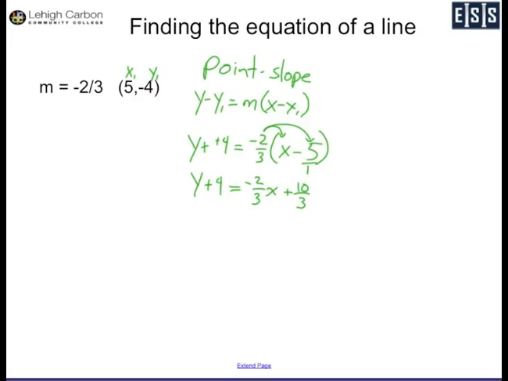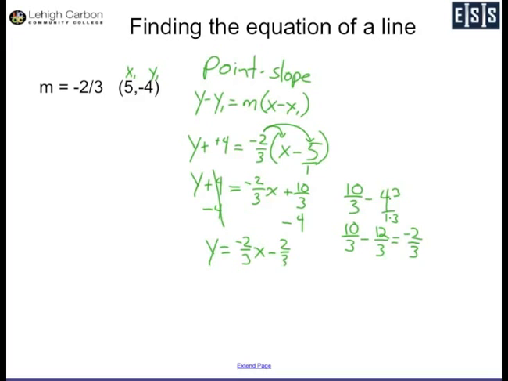This isn't into slope-intercept form yet. Y is not all by itself. We need to subtract 4 from both sides. 10/3 minus 4. Don't really know how to do that. I need to make my second one a fraction. So 10/3 minus, this is really 4 over 1, but to subtract I need a common denominator. So I'm going to multiply the top by 3 and the bottom by 3 and get 12/3. 10/3 minus 12/3, negative 2/3. So this is y equals negative 2/3 x minus 2/3. Or you could say plus a negative 2/3. Either one is right.